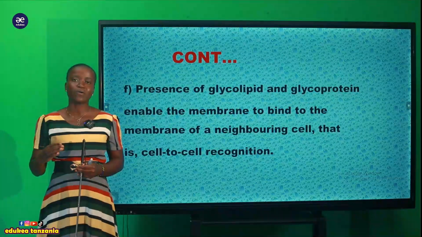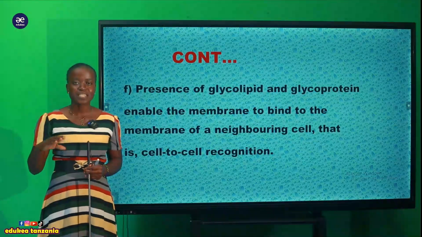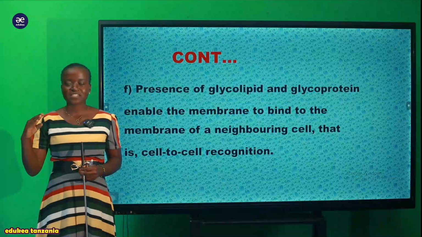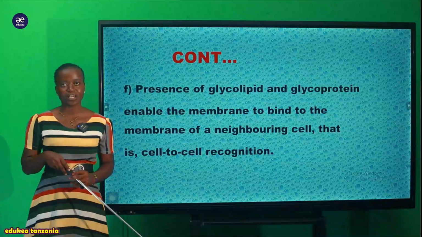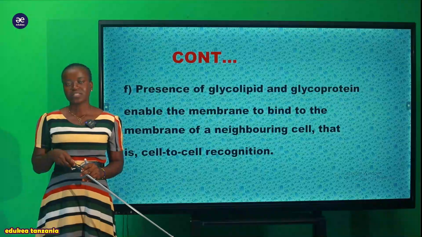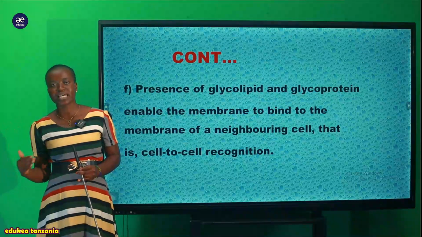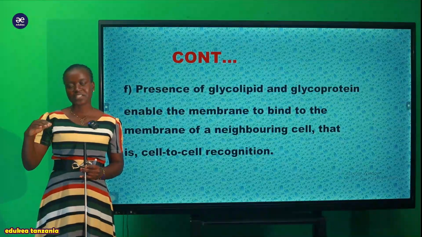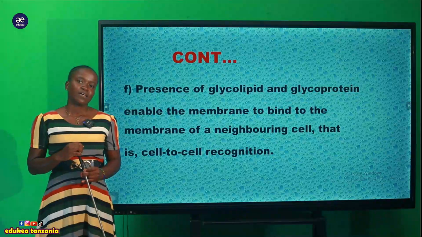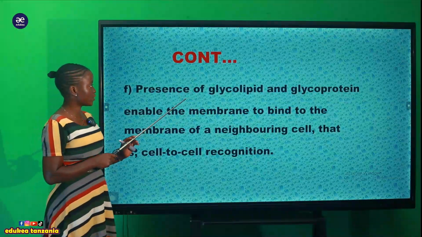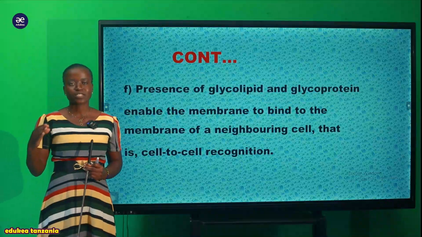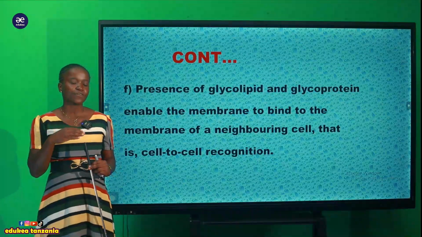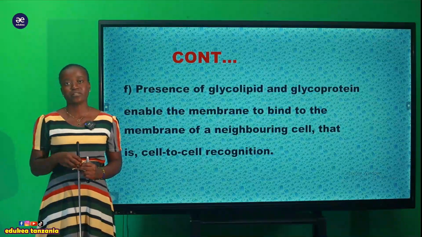Cell inaweza kutambua uwepo wa seli nyingine in its either side is due to the presence of this glycolipid and glycoprotein. They tend to recognize cell to cell. If there are neighboring cells, so this glycolipid and glycoprotein, they tend to recognize, inatambua uwepo wa hiyo cell.